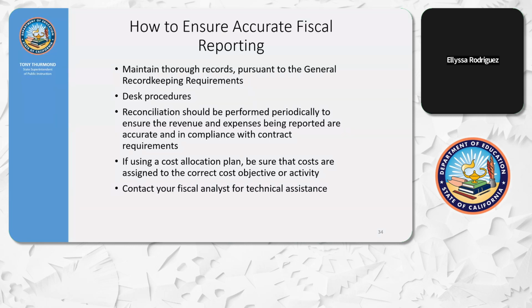Lastly, cost allocation. The cost allocation methodology should be revisited to ensure it is still accurate. If you base part of your methodology on enrollment of certified children at your program, that should be monitored as the enrollment changes.